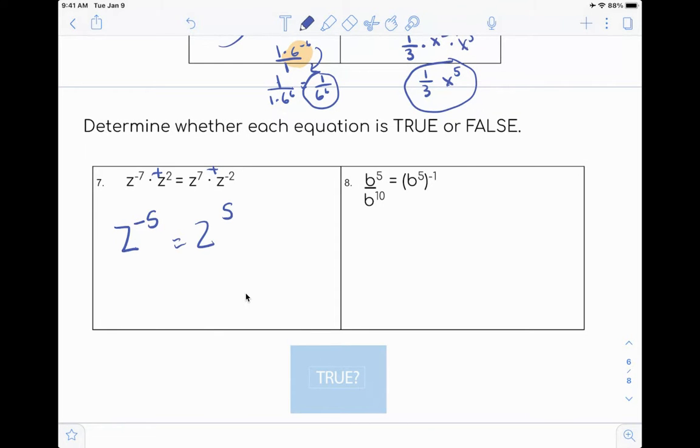Now these are not equivalent because z to the negative 5th power is the same as 1 over z to the 5th power. And z to the 5th power is just z to the 5th power. So I'm going to use a symbol with the equal with the dash through it, which means not equal. So in this case, this would be false because these are not equivalent.